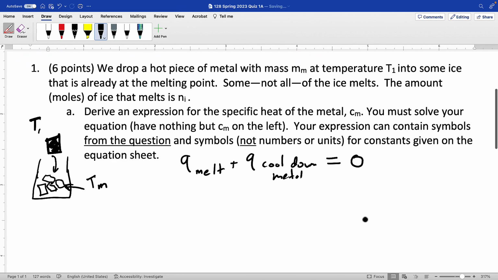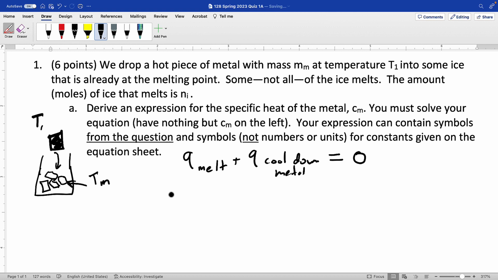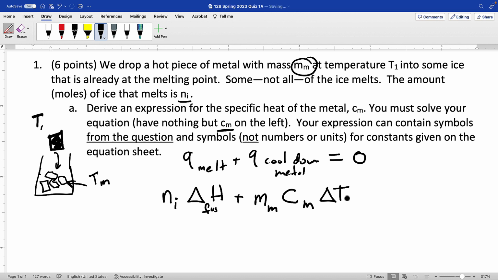So now we have to put this into terms of variables that are in the problem. So for Q melting, we've got N. We said the amount of ice that melts is N sub ice. If we multiply that by the heat of fusion, that will give us the amount of heat it takes to melt that amount of ice. Then we take the metal and we cool it down. So it's going to be the mass of the metal, M sub M, the specific heat of the metal, C sub M, which is what we're trying to look for, and delta T for the metal.